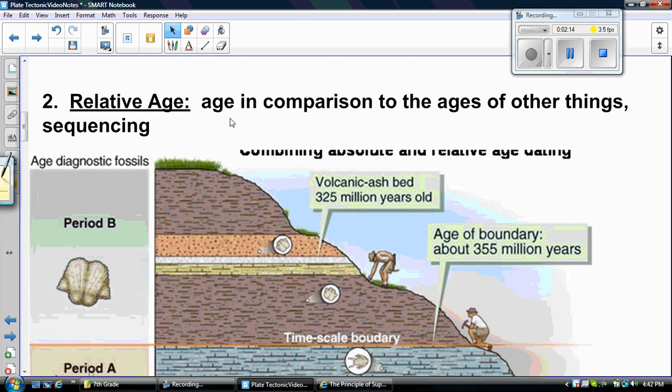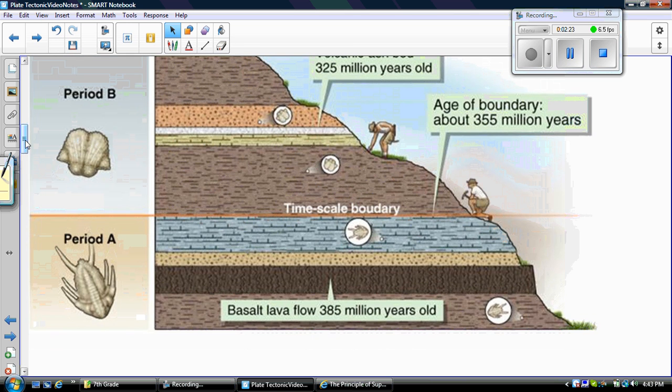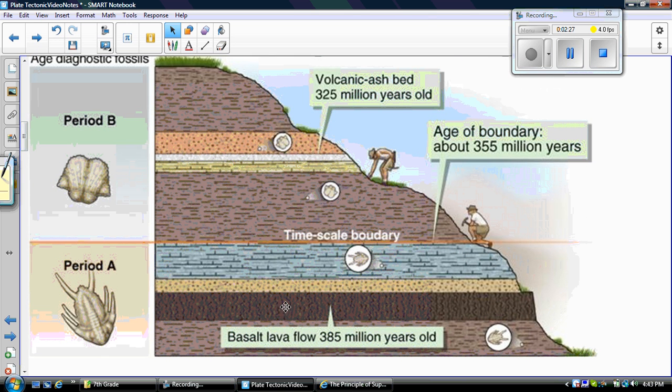When we look at rock sections, we look at what's called relative age. This is the age in comparison to the age of other things, which we call sequencing. So, for example, if you take a look at this rock section, we've got the oldest layers obviously on the bottom. These layers are younger. The one on the top is the youngest. If we find fossils in this layer, then we know that this rock and this fossil formed at roughly around the same time. They were around during the same time.